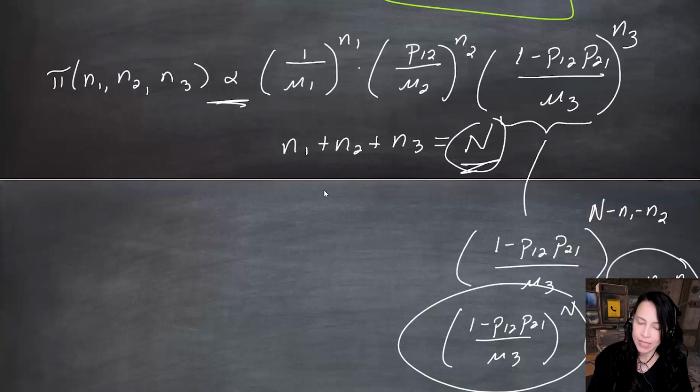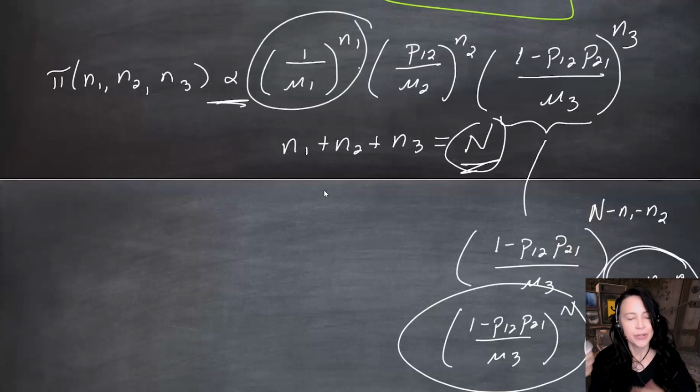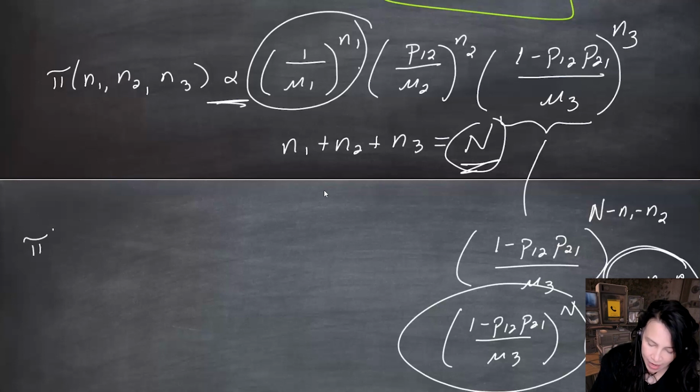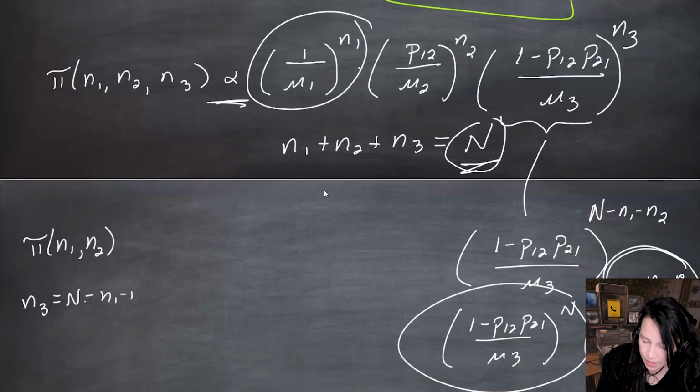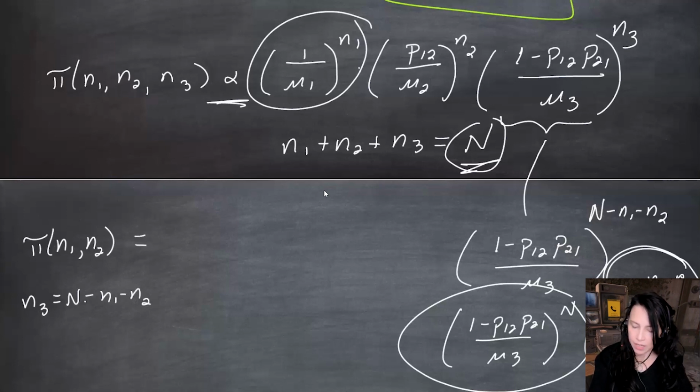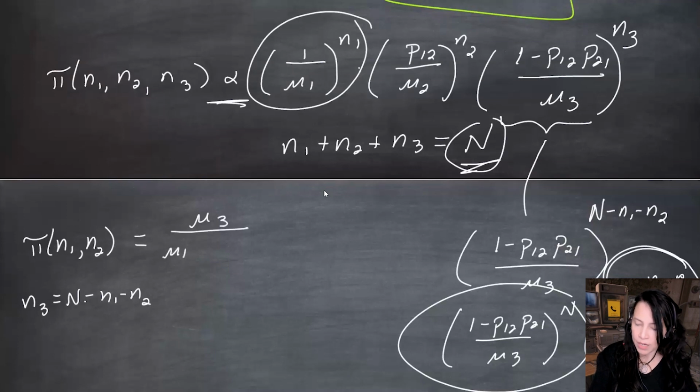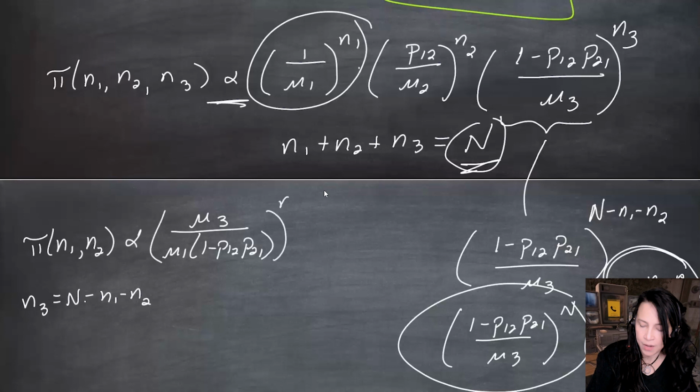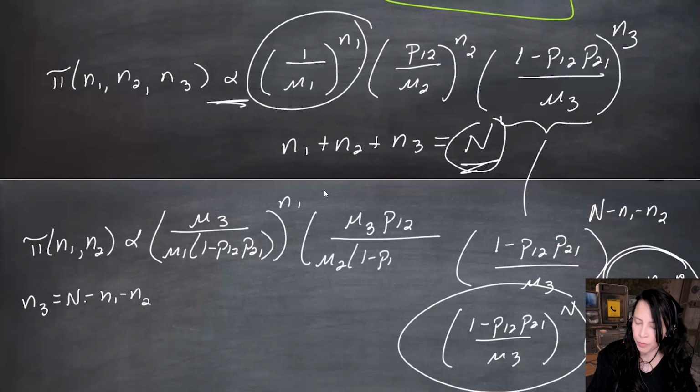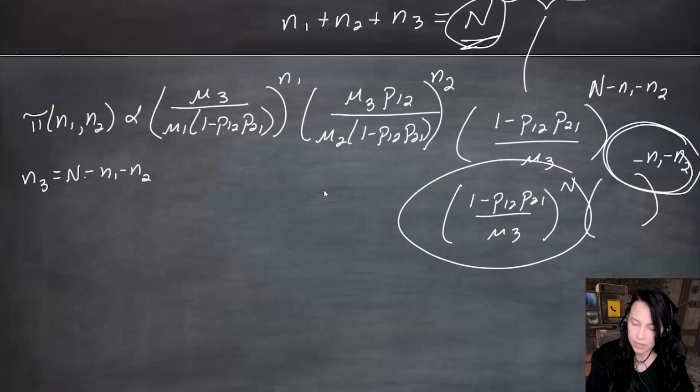And because of these exponents, I can combine them with these, but I've got negatives here. So things will flip over, and I can write this as pi n1, n2, and then n3 is just locked in, is n minus n1 minus n2. This is going to be proportional to mu3 over mu1, 1 minus p12, p21 to the n1, and mu3 p12 over mu2, 1 minus p12, p21 to the n2. No one can read that. Let me pull this out.